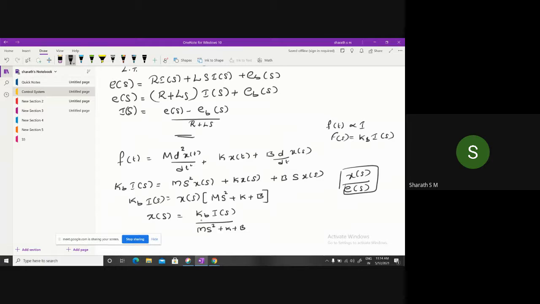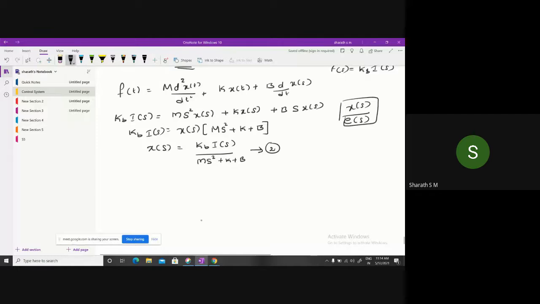So here, this is equation 1 and label this as equation 2. We need x of s over e of s, so divide equation 2 by 1, so that is the final transfer function. Equation 2 divided by equation 1, so that x of s over e of s is equal to kb into I of s whole divided by m into s square plus k plus bs.